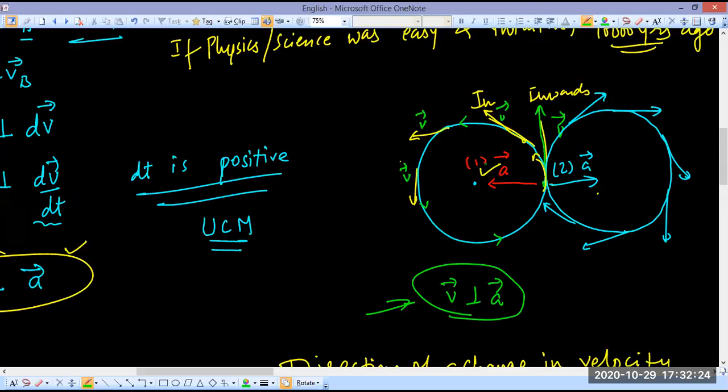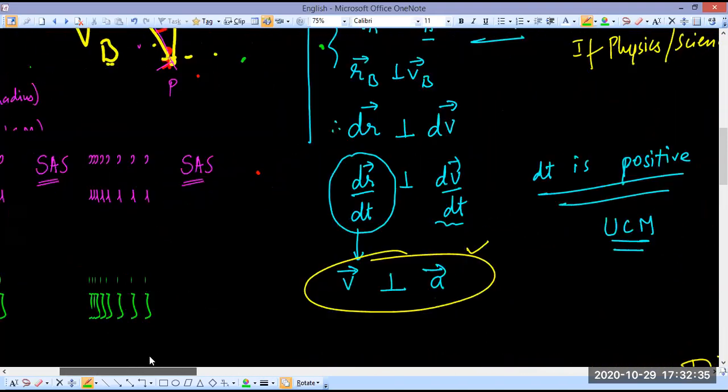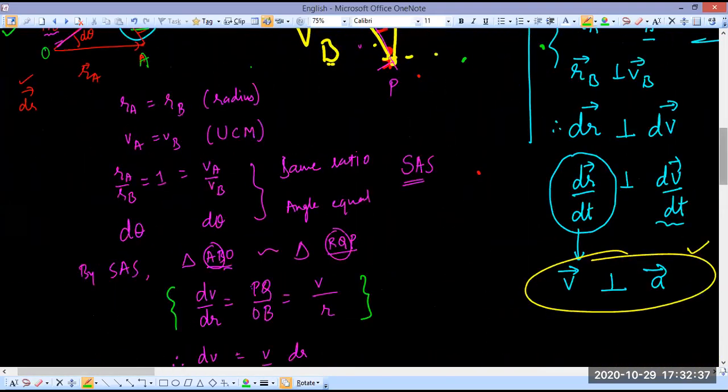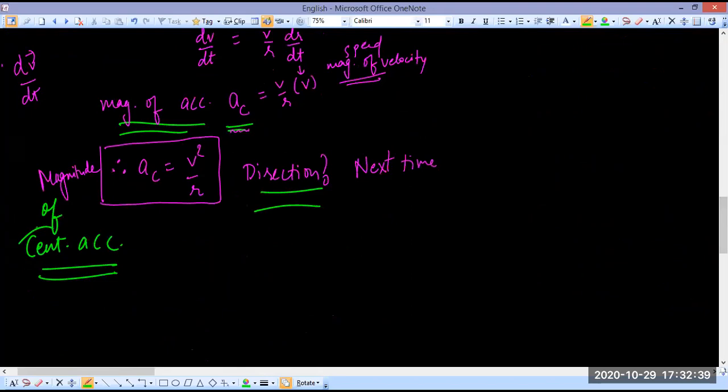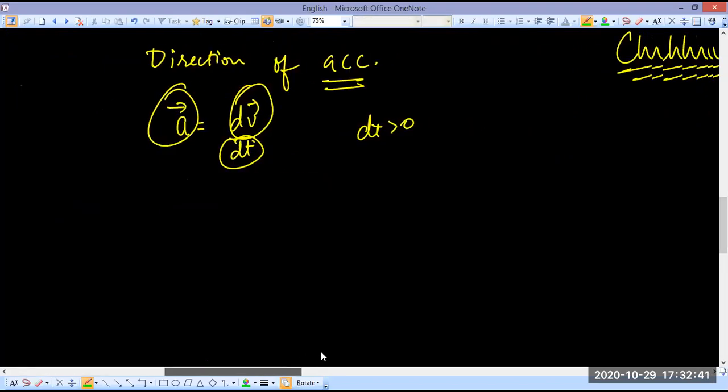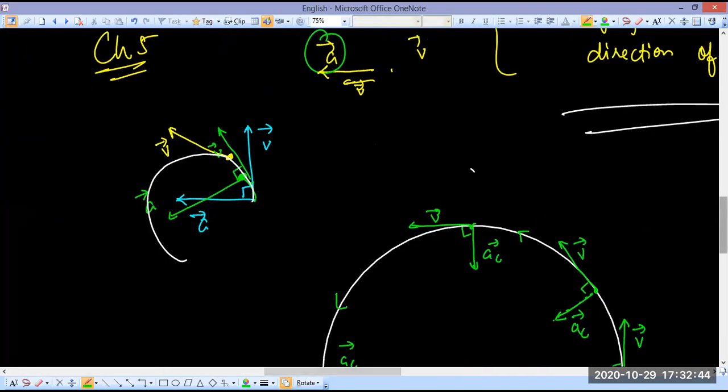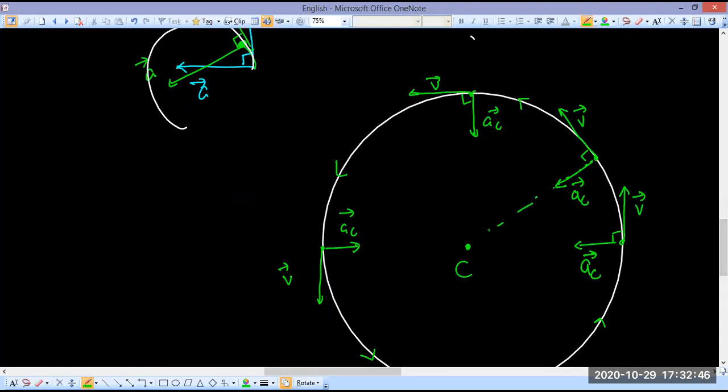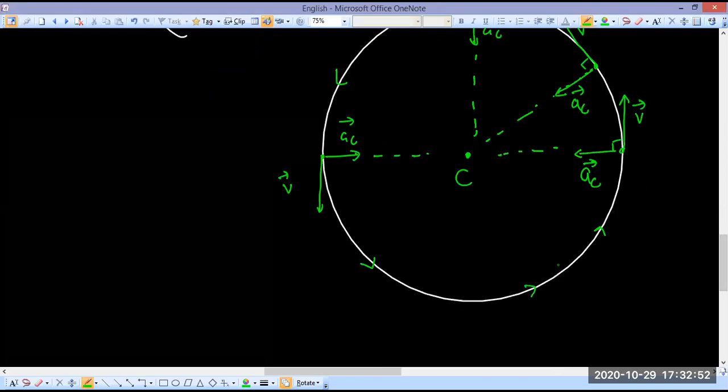It will never decrease in speed. So this is how you get these diagrams. You should learn to draw such diagrams. So that's the direction of centripetal acceleration. Now you know why it is called centripetal. Look at the diagram here. In each case the acceleration is towards the center at every point. Draw it anywhere, it comes out the same way.